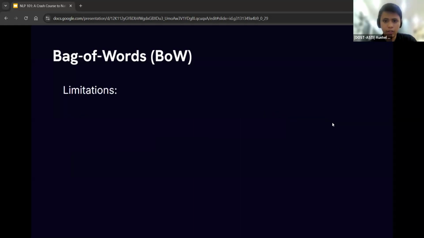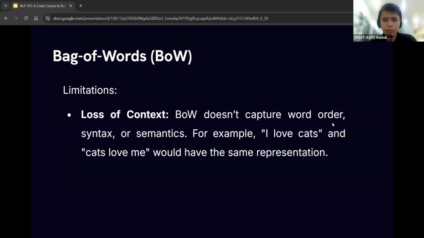Of course, there are its limitations or disadvantages. Again, as we said earlier, we disregard the structure of the document entirely. As long as a word occurred in the document, we count it. So it doesn't capture word order, syntax, or semantics. For example, "I love cats" and "cats love me" would have the same representation. If we're using dogs, cats, and fish, it would be 0, 1, 0 for both. So different documents, same representation.